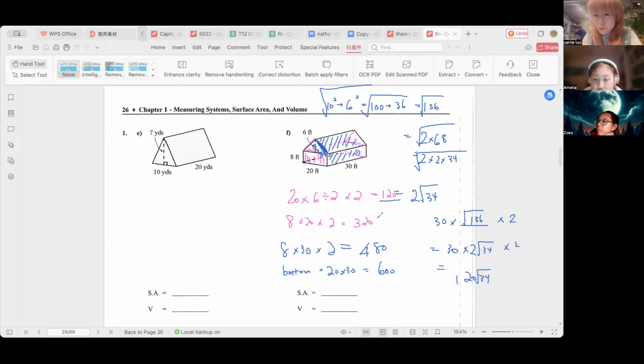So just plus 1, 2, 3, 4, 5 altogether. Get it, Zoe? Okay, the calculation is quite complicated. Yes, I know. So now let's take a look at this one.